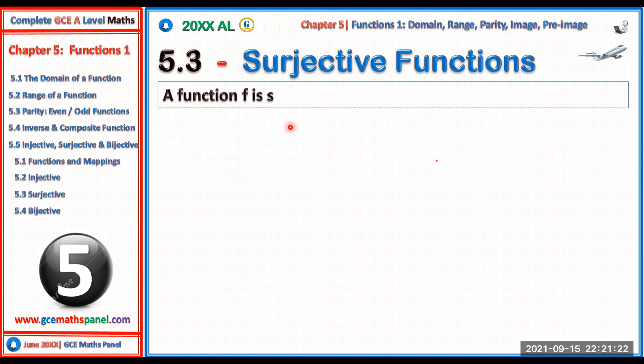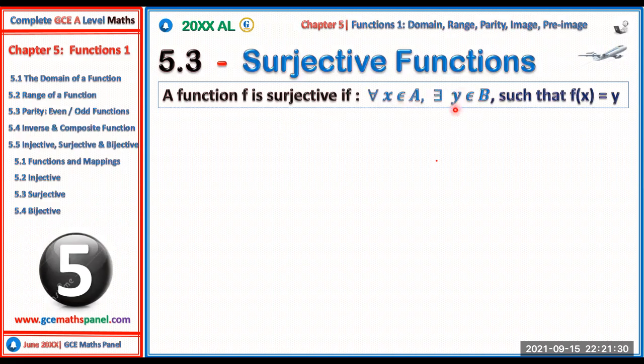A function f is surjective if for every x an element of A, there exists y an element of B, such that f of x is equal to y. Note, A here is the domain, B is the codomain.